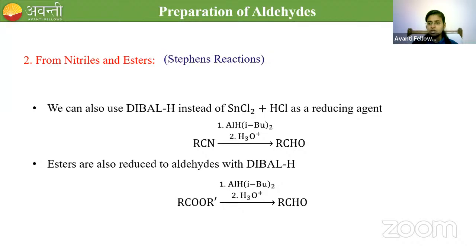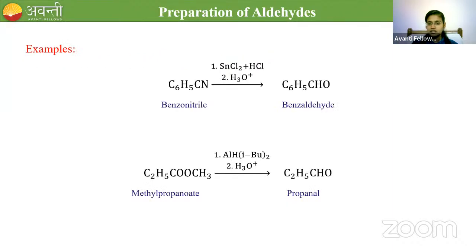You are going to give me the product. Listen. Benzonitrile, C6H5CN, is the benzonitrile. And the CN group is getting converted to CHO on treatment with Stephen's reagent. And here, this is an ester. Methyl propionate is an ester. The COOR is getting converted to CHO on treatment with DIBAL-H. These are some of the examples.